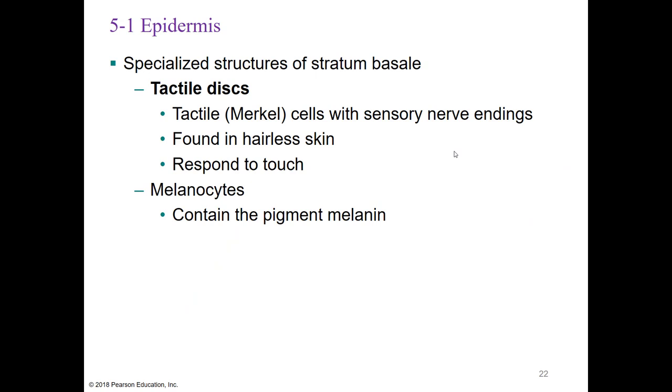Okay, in the basal, before we move on to our next layer, we have tactile discs called Merkel cells. Merkel cells are cells that have sensory nerve endings, so they respond to touch, and this will give us some sensation in our skin. We'll also find down deep at the basal the melanocytes. Melanocytes are cells that produce the pigment melanin, which is a brown-black pigment in the skin.